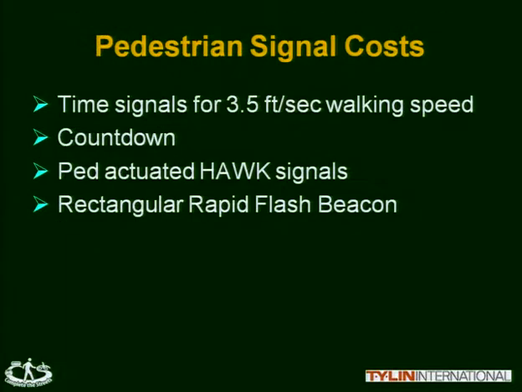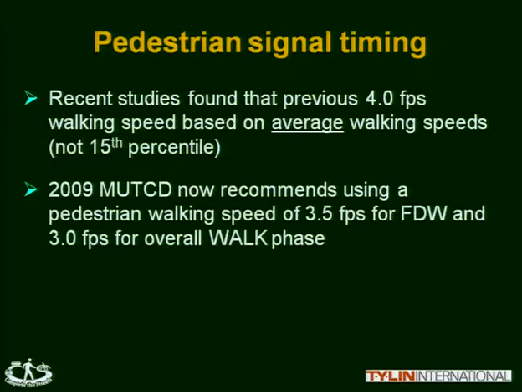And then the signal considerations. Let's talk a little bit about how to time the signals, countdown clocks, HAWKs, and RRFBs. Signal timing. We used to time our signals in the MUTCD for 4 feet per second. Our company did a study for the U.S. Access Board, and we checked it out. The average walking speed is 4 feet per second. That means that when this light changes, half the people are still in the street. It's not a good idea.